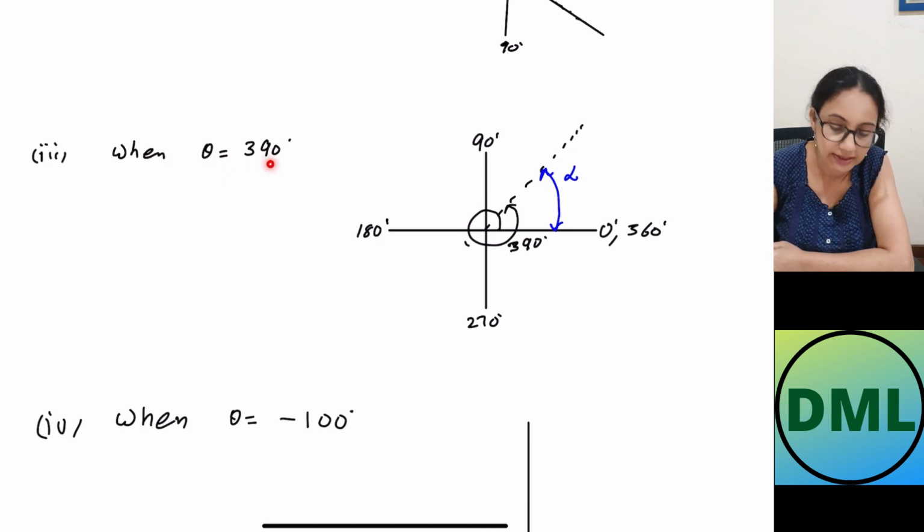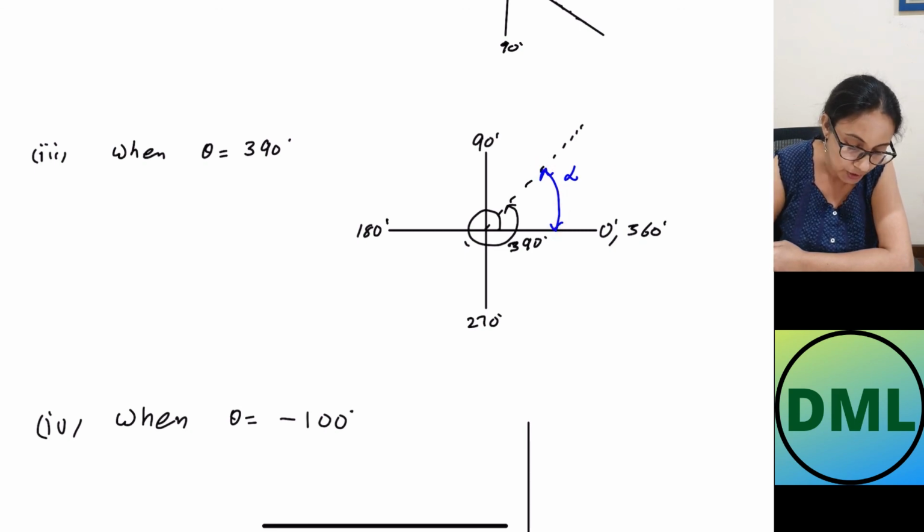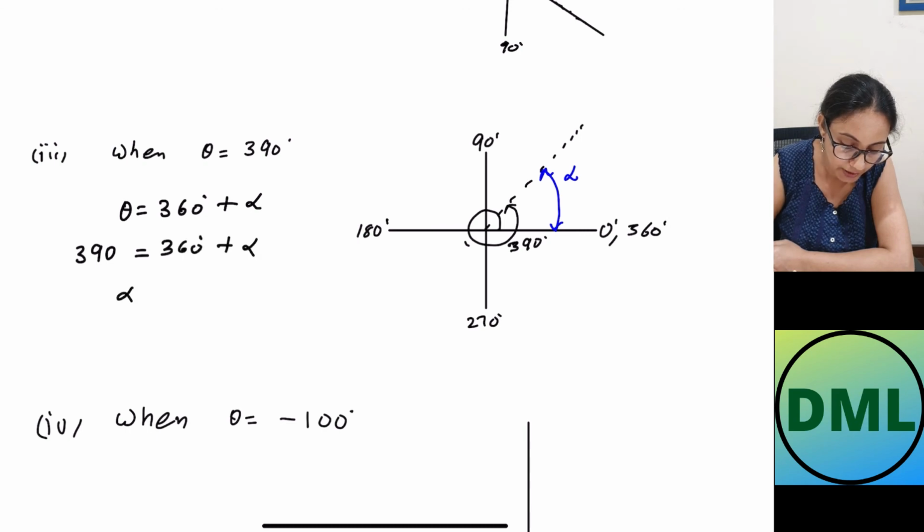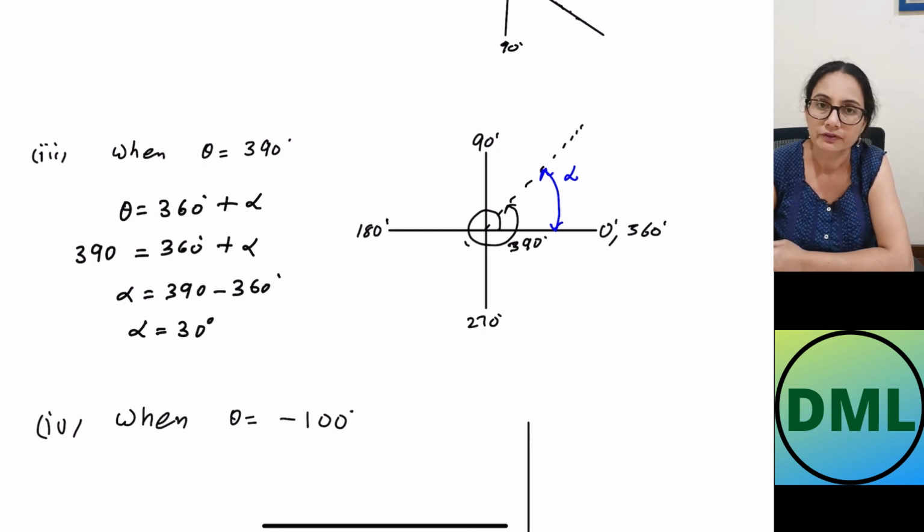When theta is 390 degrees, that means you started from 0 and then you covered 360 degrees and then you covered more angle to reach 390 degrees. So theta will be given by 360 degrees plus alpha, because this is my basic angle alpha in the first quadrant. So theta is 390 degrees, which is equal to 360 degrees plus alpha. So alpha will be given by 390 degrees minus 360 degrees. So alpha is 30 degrees in the first quadrant.